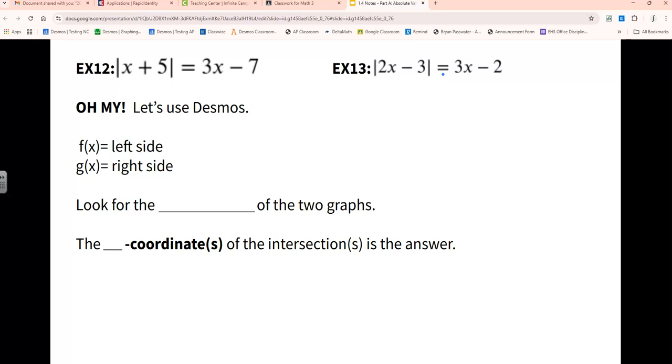Should have said look for the intersection of the two graphs. I didn't fill that in. And the x-coordinate is the answer. Sorry. All right. Intersection. And the x-coordinate is your answer.